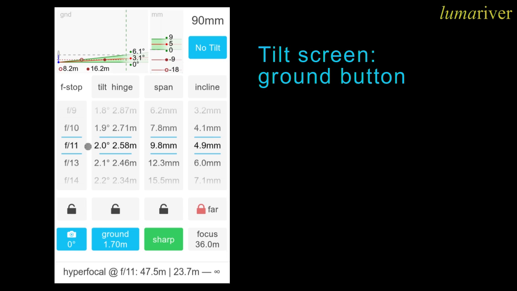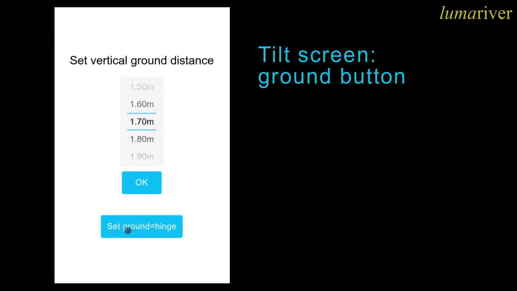For wide-angle shots, the gain is typically so small that you can stay with the traditional method and set the hinge distance to the ground distance. To return to that mode, you press the ground button again and set ground to hinge.